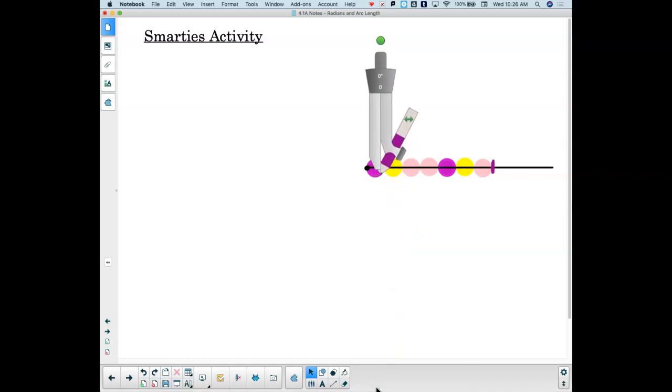So now, draw yourself a circle. Draw yourself a circle.